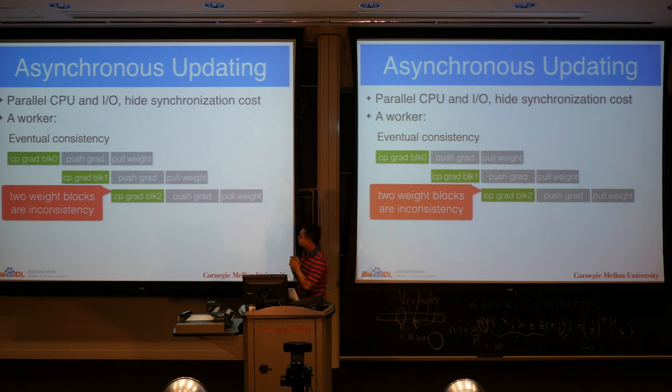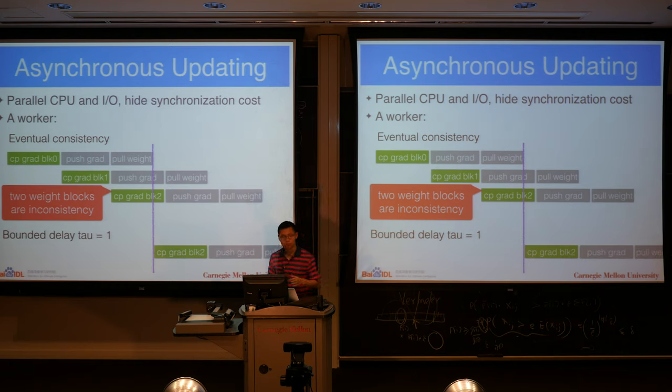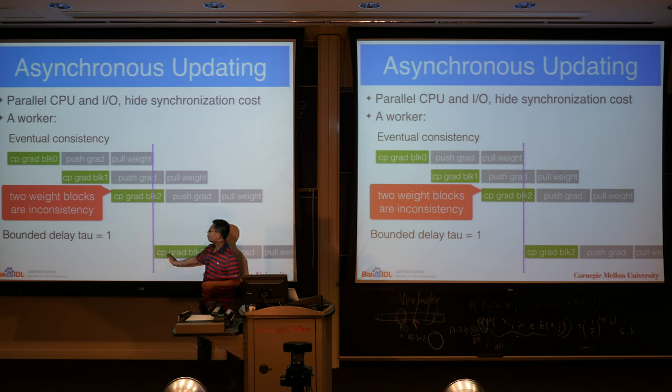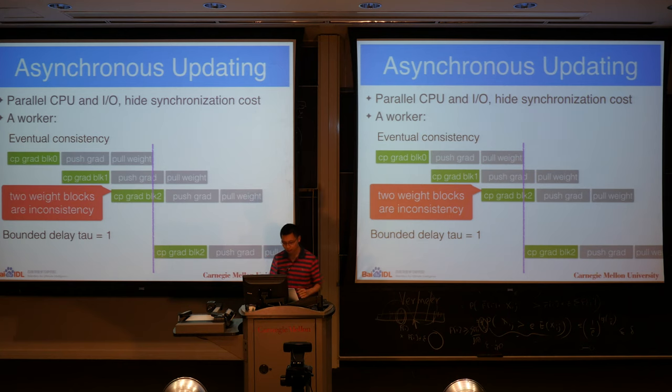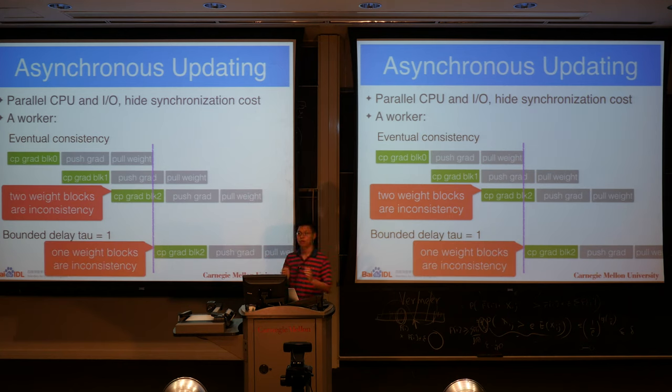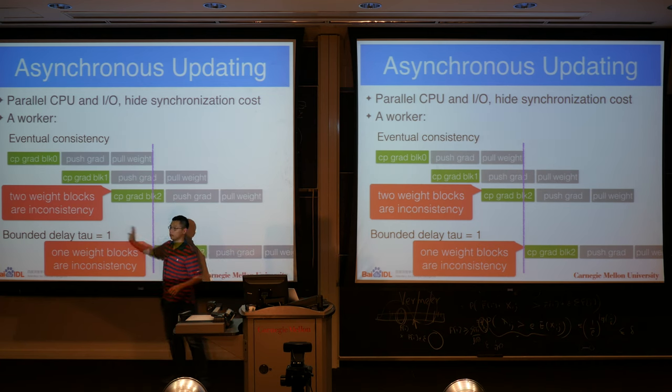If you really care about data consistency, you can have a slightly stricter version. That is, you bound the delay you allow. Before we start block two, we can allow block one to be inconsistent, that is okay, but we should guarantee block zero is done. So we only allow one block to be inconsistent. In this case, you wait for block zero to be finished. This way you can reduce the amount of inconsistent data, but at this stage you need to wait, so the CPU is not doing anything here.